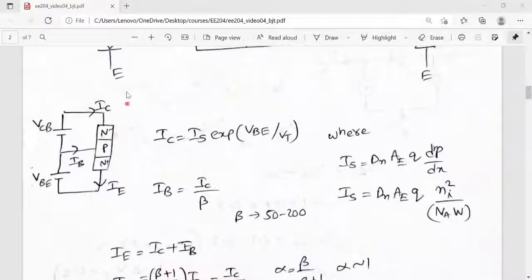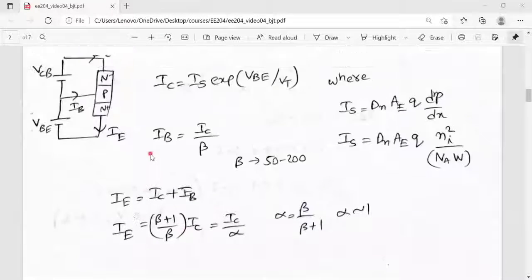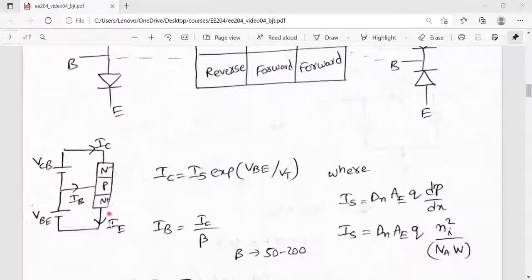In this configuration, the BJT's IC is equal to IS e power VBE by VT, and IB is equal to IC by beta. The beta value varies around 50 to 200. We can find IS using this formula, and IE is found by Kirchhoff's laws: IE is the sum of IB plus IC. B is here the base, C is called the collector, and E is called the emitter.